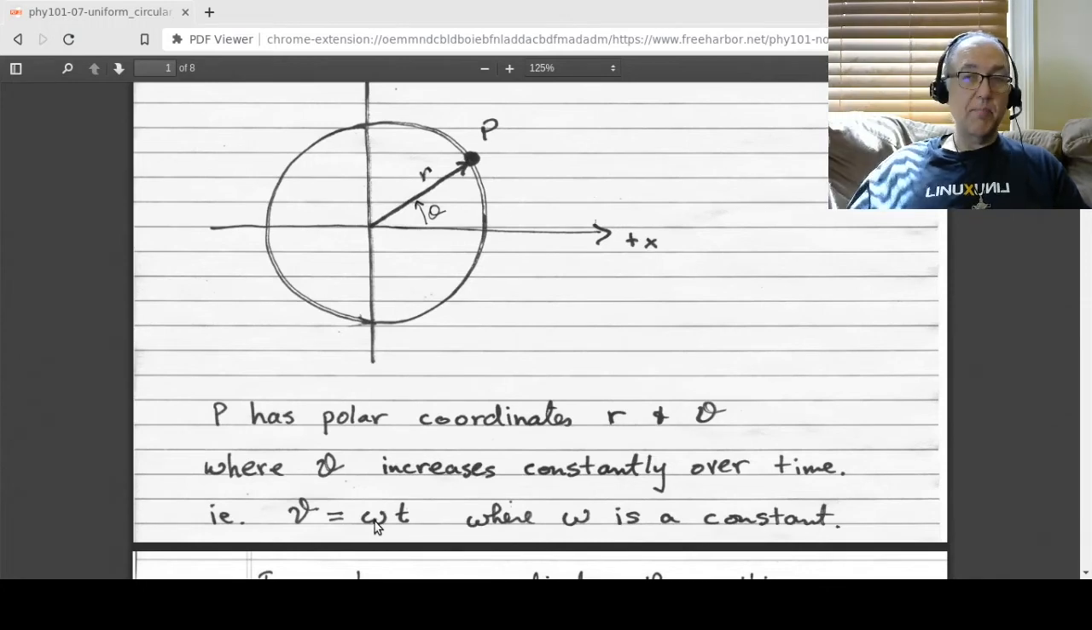So let's understand this formula before I move on. You could think of omega as just some number, and usually we work in radians per second, but you could even think of it in degrees per second. Suppose omega is 10 degrees per second.